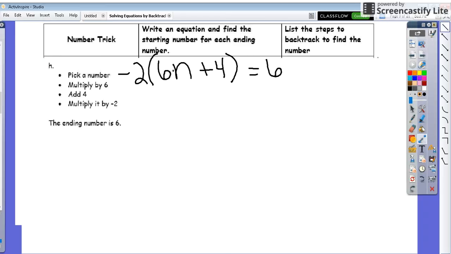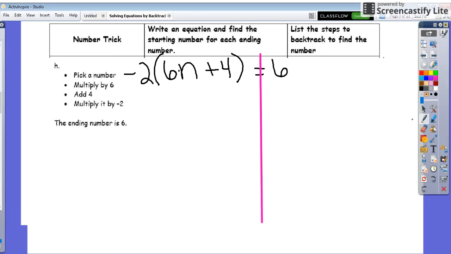So the last thing that we did to the variable, which was multiply by negative 2, because it's pick a number, multiply by 6, add 4, multiply by negative 2, we're going to divide by negative 2. So if I multiply by negative 2, I'm going to divide by negative 2. If I multiplied by 2, I would divide by 2. So whatever we're multiplying by, we have to make sure the sign stays. So that cancels that out.